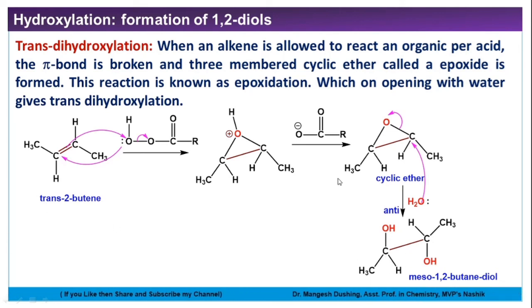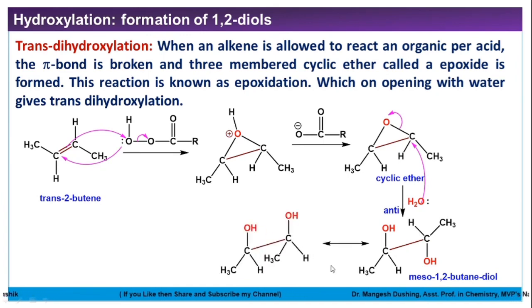Now trans dihydroxylation gives the meso product. This is the difference between cis dihydroxylation and trans dihydroxylation. Here cis gives you meso in the case of cis, and trans gives you meso in the case of trans. Remember this. Why is this meso? Do you see a plane here? You don't. Rotate it by 180 degrees, so this OH goes there, this CH comes here, and this H comes here. Now you will see the plane. So this compound contains a plane of symmetry. That's why this is called meso 1,2-butane diol.